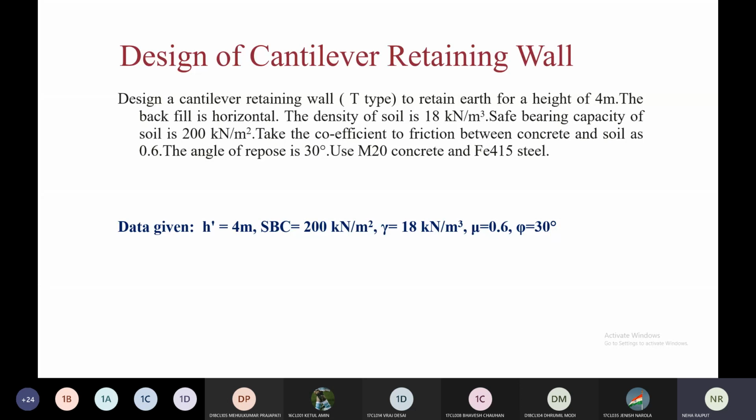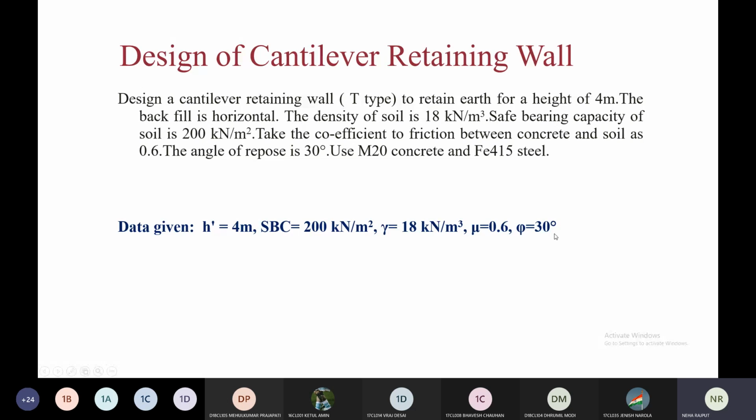Now, for this condition, you are going to design the cantilever retaining wall. The height is 4 meter. I am denoting the height of the retained earth as h dash. So h dash is equal to 4 meter. Then the safe bearing capacity is 200 kilonewton per meter square. Density is gamma, 18 kilonewton per meter cube. Then the friction is mu, 0.6, and the angle of repose is 30°.